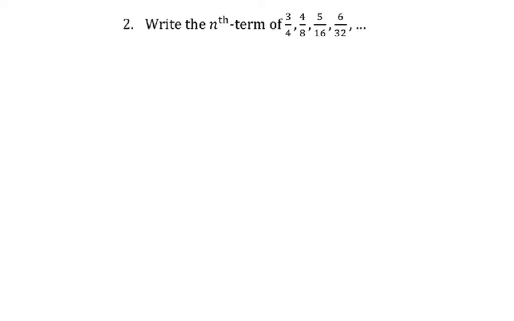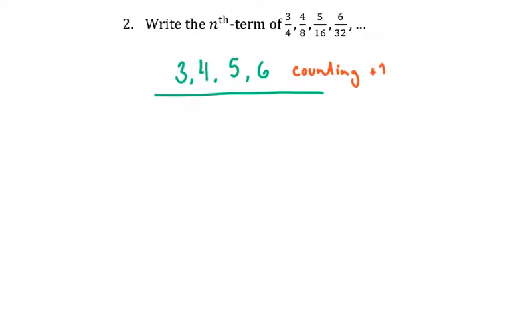You're going to look for the pattern in this sequence to be able to try to figure out what's happening. So what I notice here is that there's two separate patterns in the numerator and denominator. In the numerator, it goes 3, 4, 5, 6. So this is just counting plus 1 each time. And in the denominator, it's powers of 2 because we're going 4, 8, 16, 32. And so then we're just talking about 2 to the something here.